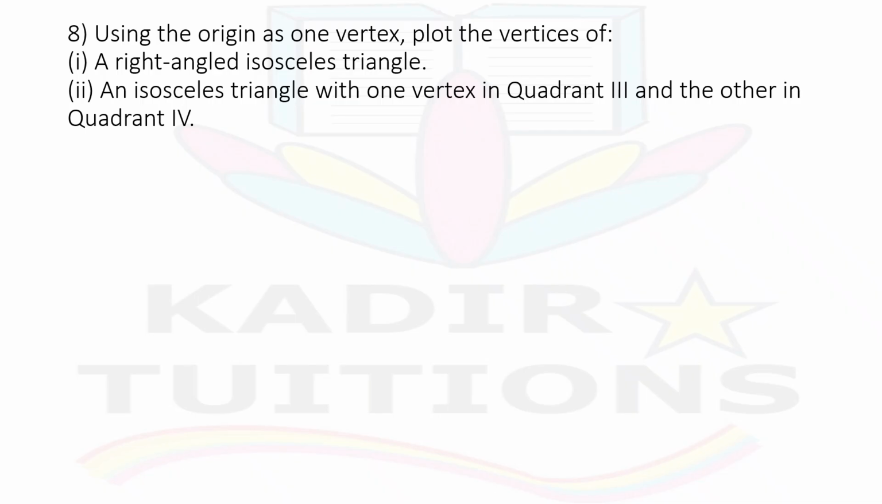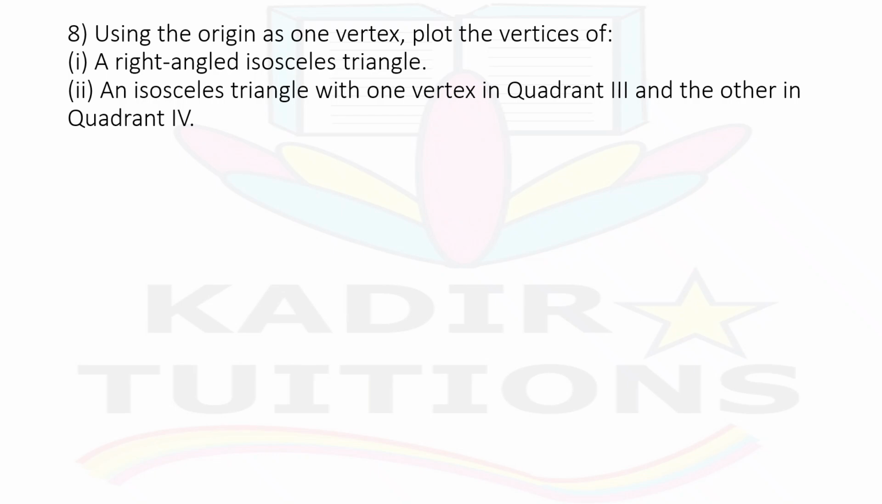Using the origin as one vertex, plot the vertices of a right angle isosceles triangle, and an isosceles triangle with one vertex in quadrant 3 and the other in quadrant 4. So first we'll see the first question. They are saying use one vertex as the origin. What is the first question? We need to make a right angle isosceles triangle.